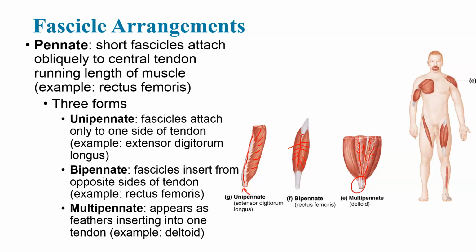Multipinnate means that we're going to have lots of feathers that insert into one tendon, kind of like the deltoid. So here you can see the tendons running in this direction, the fascicles attached to both sides. There's more than one, and they're all converging on one tendon. This is a bit different from the convergent arrangement that we saw because we have multiple tendons with their fascicles attached.